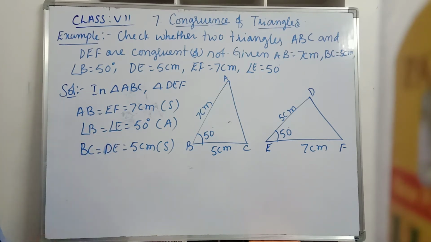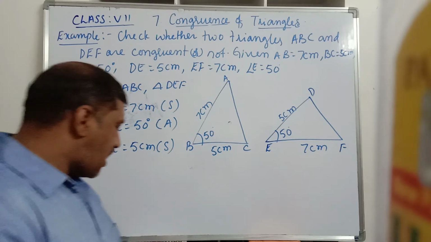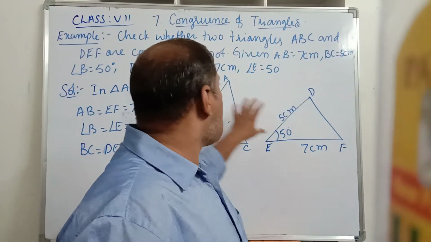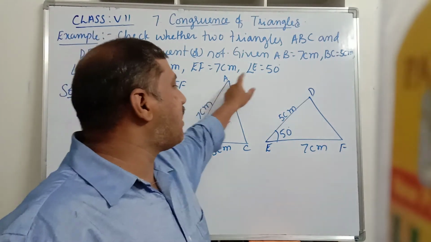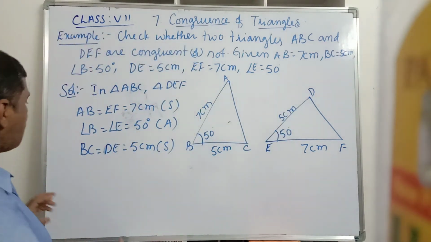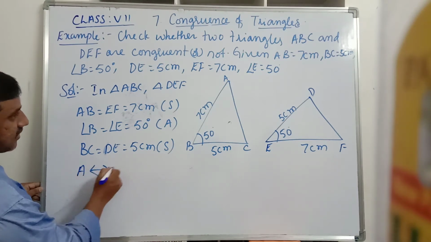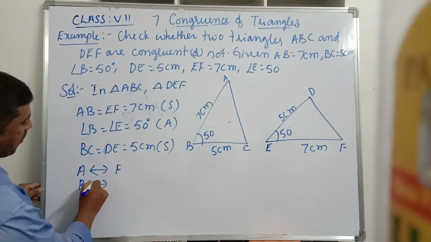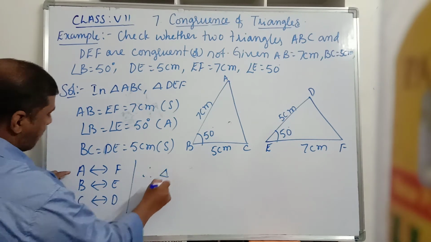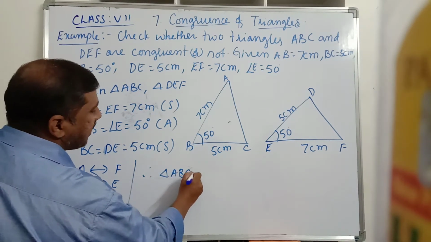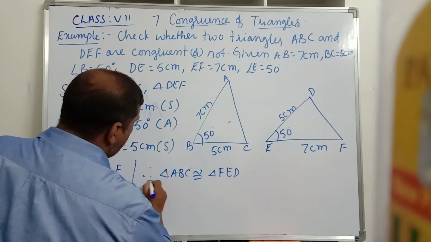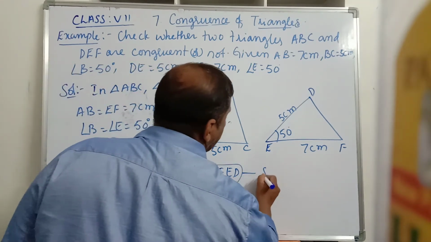So, under which correspondence, we need to identify. Here, when we superimpose triangle DEF on triangle ABC, A will coincide with F, B will coincide with E, and C will coincide with D. Therefore, A corresponds to F, B corresponds to E, C corresponds to D. Therefore, triangle ABC is congruent to triangle FED using SAS congruency criterion.